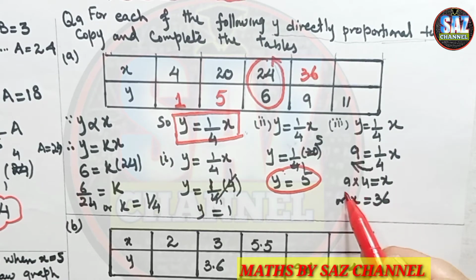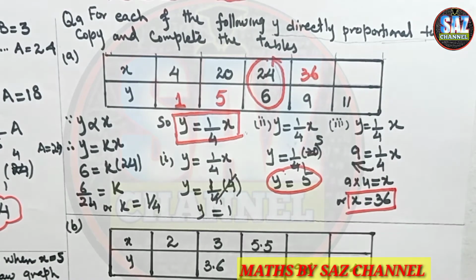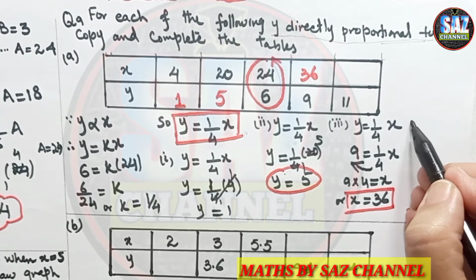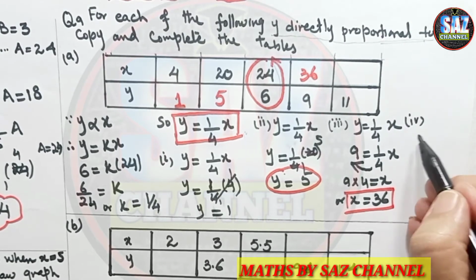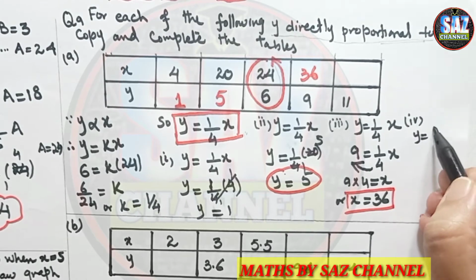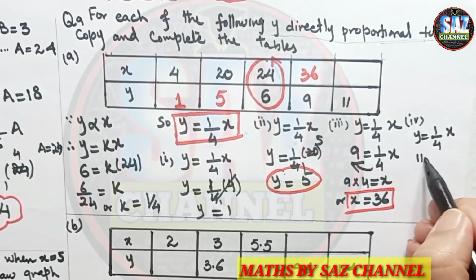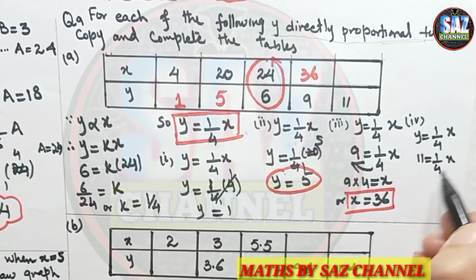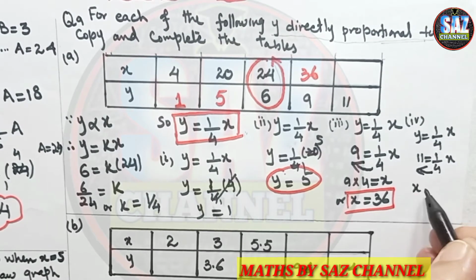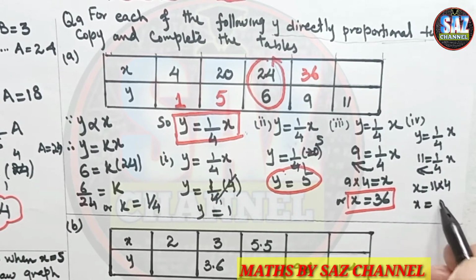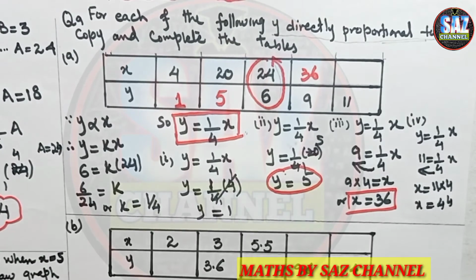So this is my next requirement. Now let's move to the final requirement of the question, which says that we have to find the value of x when y is 11. Again, we can see that the given relation is y equals 1/4 x. Now instead of y, replace 11 = 1/4 x, and x will be equal to 11 multiplied by 4, which is equal to 44. Very easy question.